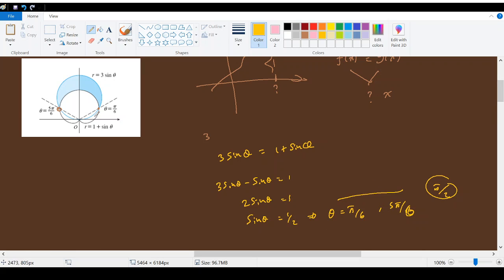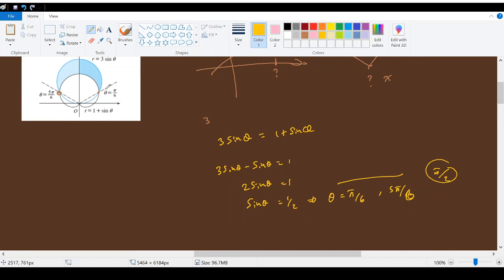Okay, so now we have found the required two angles, and then what we have to do is find the area under this big circle and the area under this small thing. And if you subtract one from the other, you can get the region in between, because the area of the big circle will be this one, in the sense this total thing in the blue color, and the area of the cardioid within these two angles will be this one.